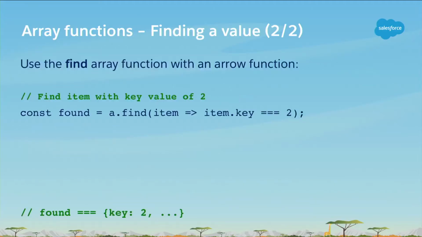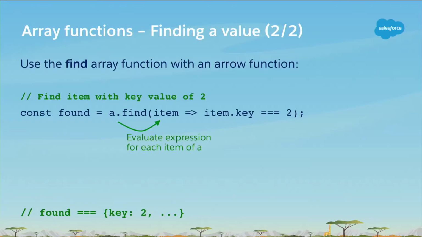Well, I can use an array function, the find array function, to do exactly that in a single line of code. I combine my array function with an arrow function, and I can easily filter an object with a specific key value. What I wrote here in a single line is how I can extract the value that matches an item with key equal to. So how does this work?